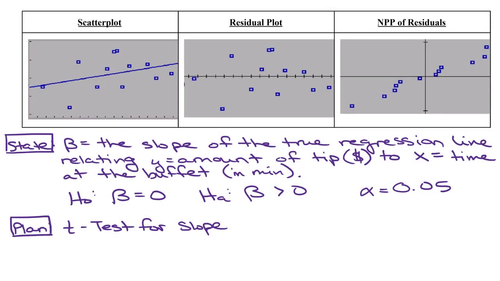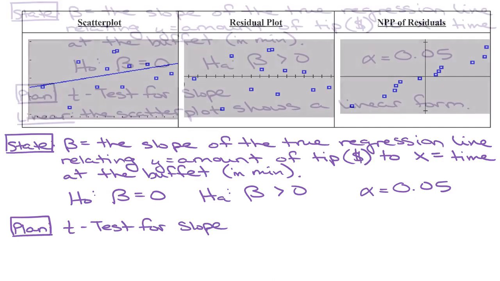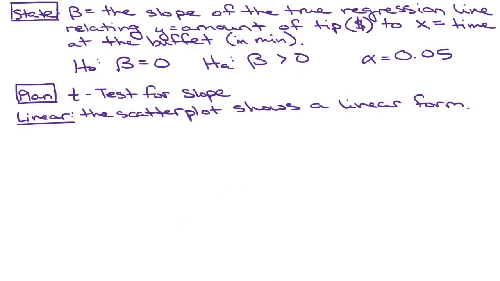Next is our plan step. First, we need to mention what type of test we're doing. For this example, we're looking at a t-test for slope. In the past, we've done a t-test for means or a z-test for proportions, so this is similar, but we call it a t-test for slope. Our first condition is to check our scatter plot. We're going to say, yes, the scatter plot shows a linear form, so this linear condition is met.